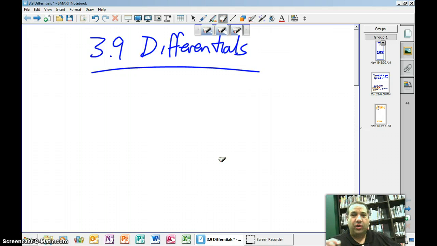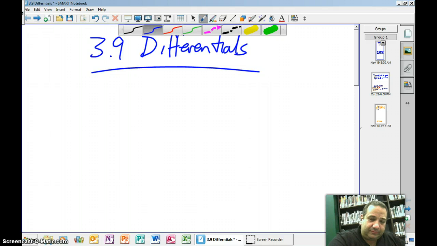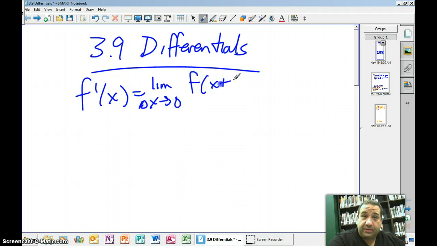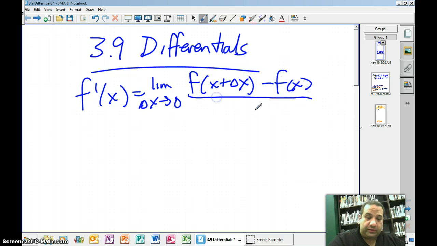If you remember, the derivative formula is f prime of x equals the limit as delta x goes to 0 of f of x plus delta x minus f of x, all over delta x. So I think you remember this. And our goal was to get x as close to 0 as possible. So in theory, we were dividing out and getting just the top.